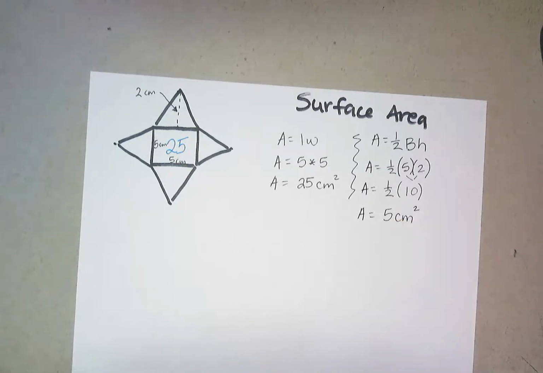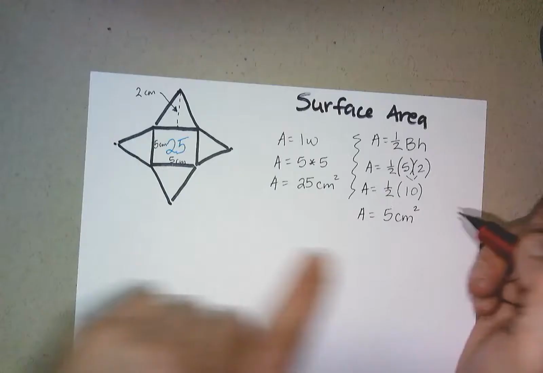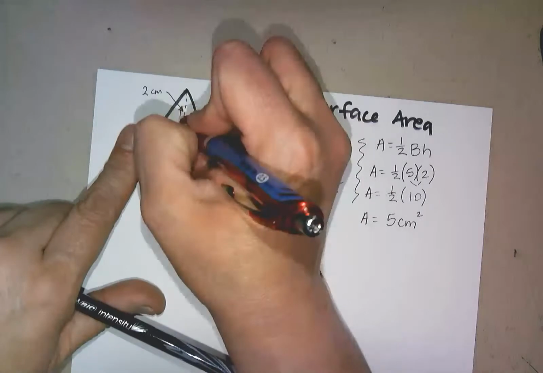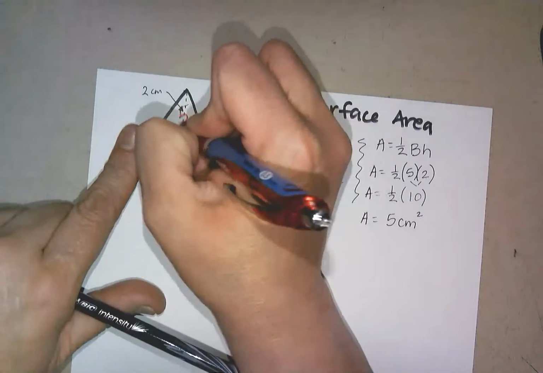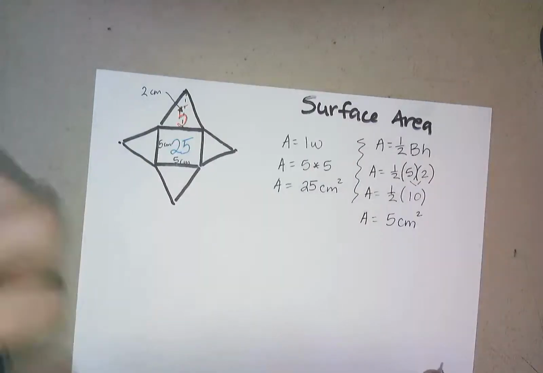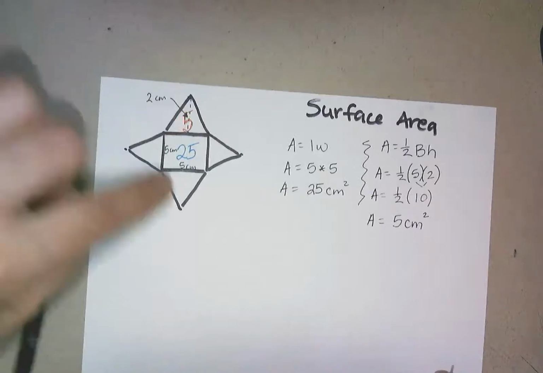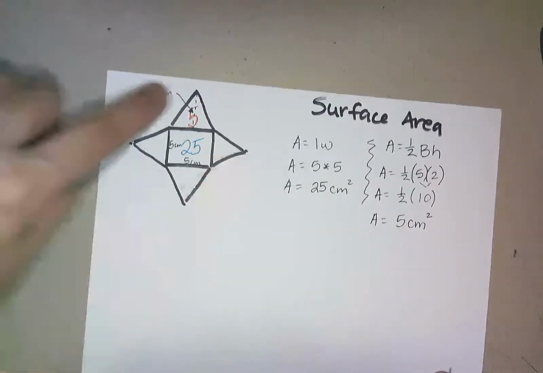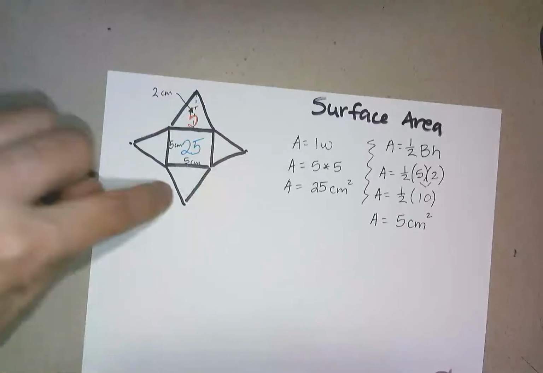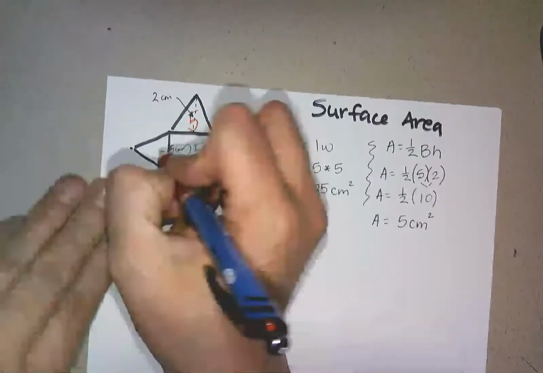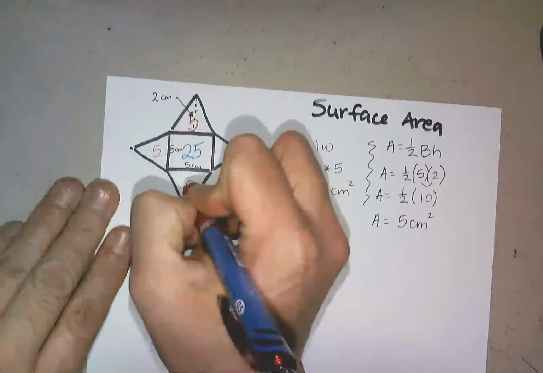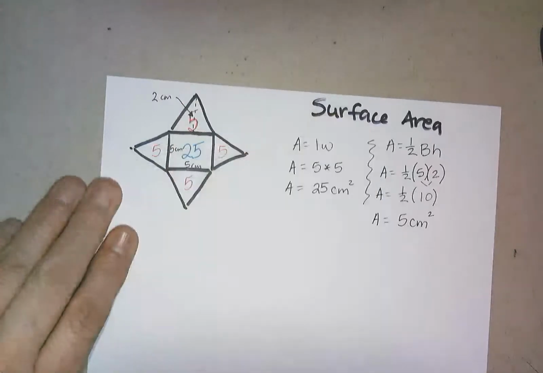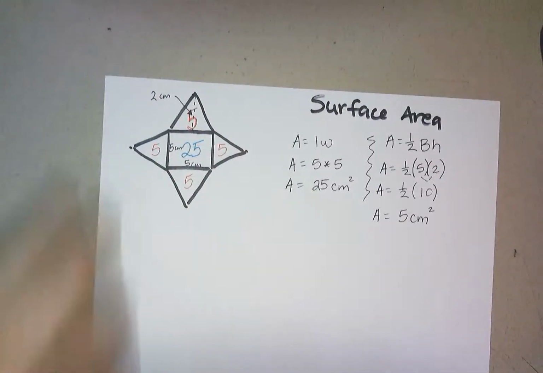So let me go get my red. And I'm going to write 5 in here. Nice and big. Okay. And I'm not going to do the area for a triangle 3 more times. If this one's 5, then all of these are 5. Okay. So I'm going to write a 5 here, 5 here, and a 5 here. Okay. Now all you have to do is add them all up.